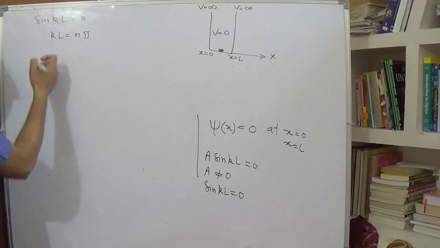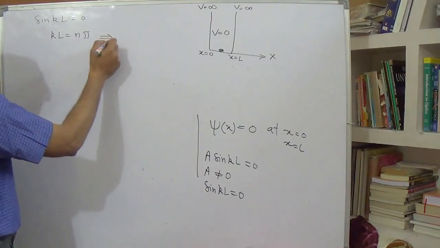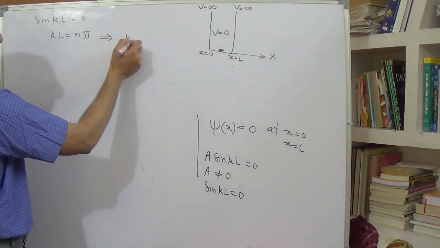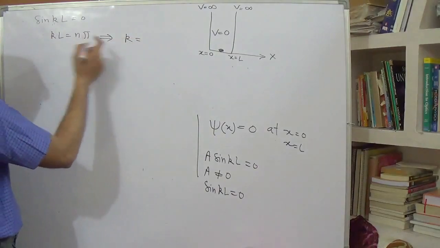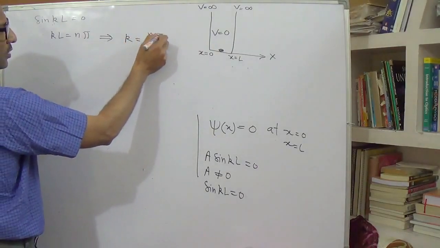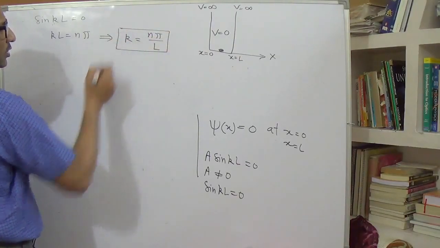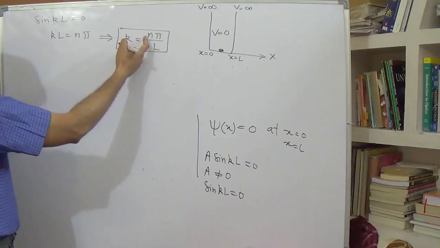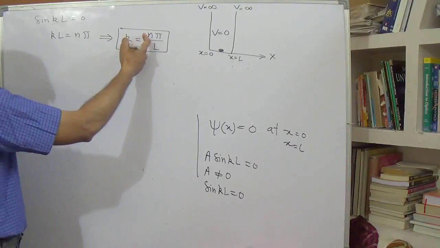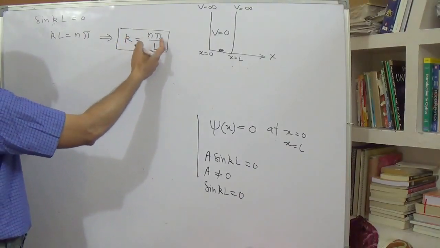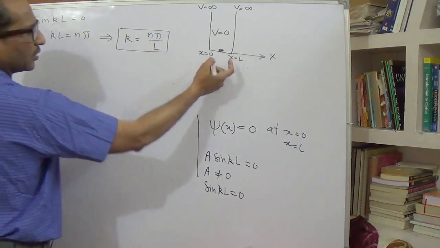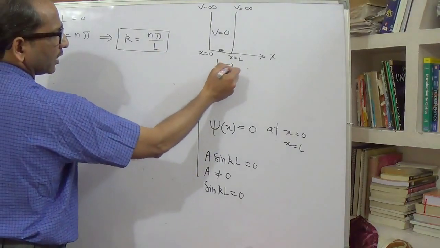So kl is equal to n pi, and I can conclude that the value of k will be equal to n pi upon l. So this is the value of the wave vector, where n is the number of the state, pi is a constant, and l is the dimension of the well.